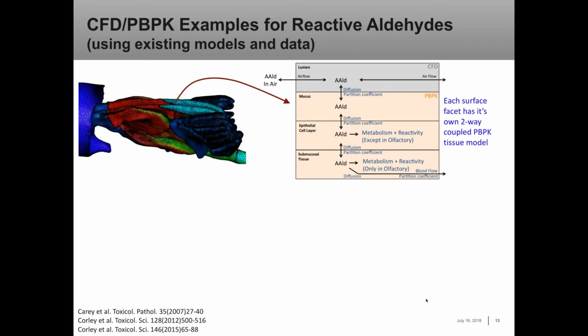So as presented in that workshop, CFD-based models have been used for reactive aldehyde constituents. In this case, these models are CFD-based, but on the surface of these airway models, we've attached PBPK models that describe the tissue. So the CFD model works on airflow, and it is used to carry these aldehydes during the exposure. And the PBPK model then transfers the material based on diffusion and partitioning into the mucus, the epithelial cell layer, and the submucosal layer.